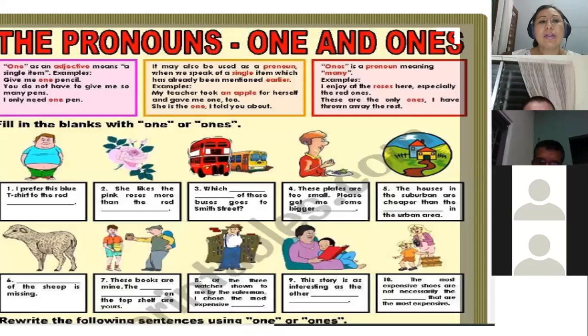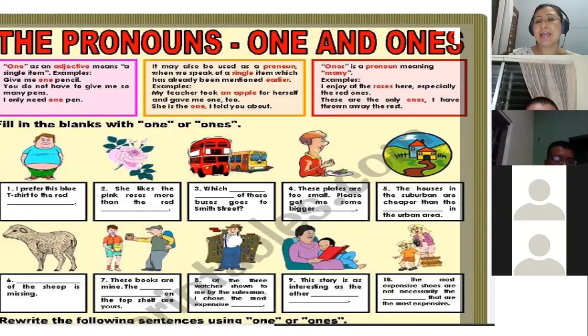I have here another definition, and it says one can work as an adjective and means a single item, only one. Examples, give me one pencil. You don't have to give me so many pens. I only need one pen. It may also be used as a pronoun when you speak of a single item which has already been mentioned earlier. For example, my teacher took an apple for herself and gave me one. She is the one I told you about.